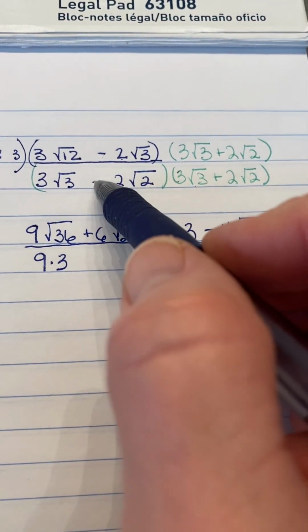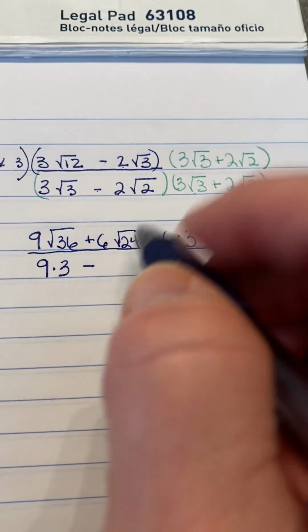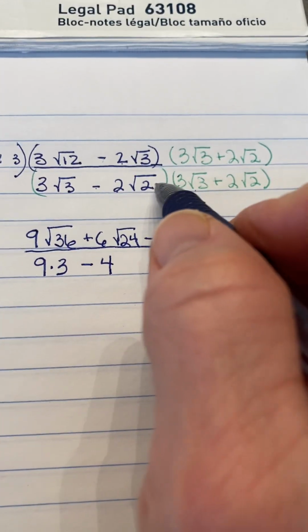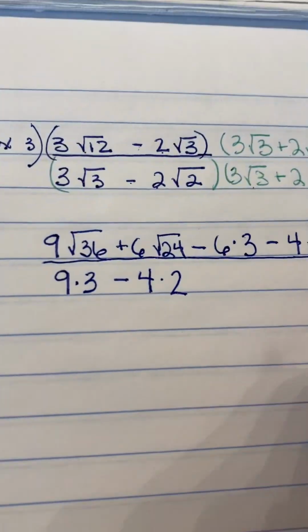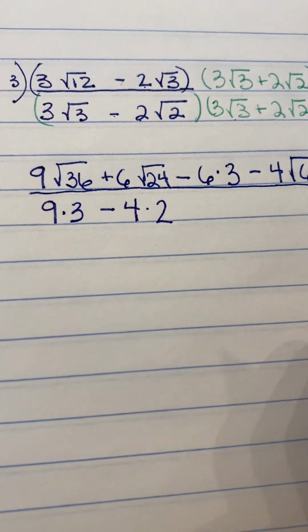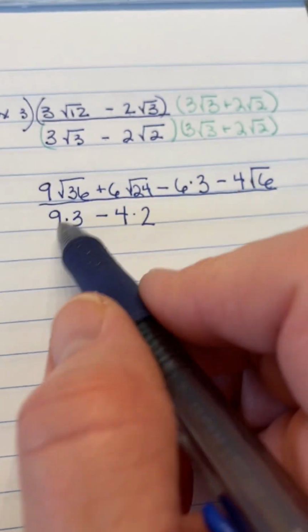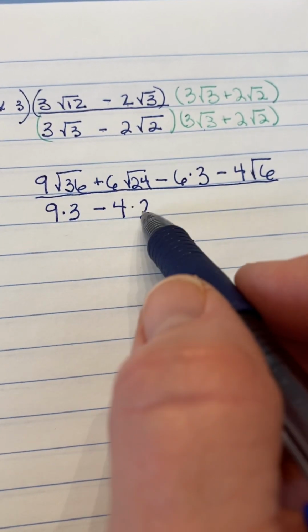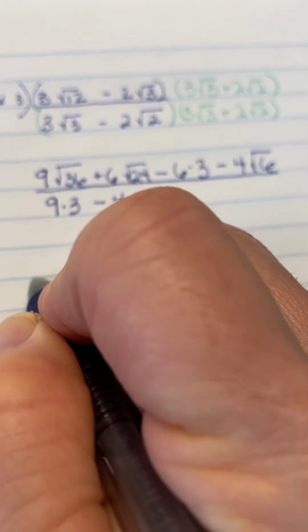And then the last, a positive and a negative is a negative. 2 times 2 is 4. Square root of 2 times square root of 2 is 2. And notice we no longer have any radicals in the denominator, which is what we were hoping for. Okay, I'm just going to simplify this. This is 27 minus 8. So that's going to be 19 on the bottom.